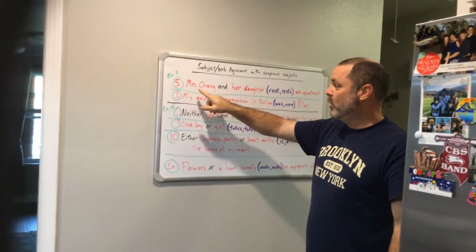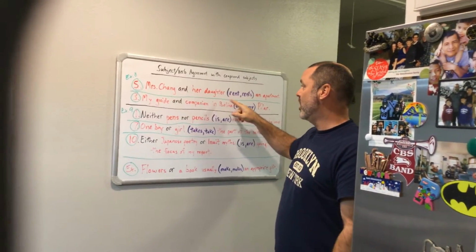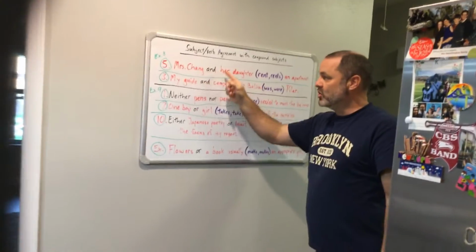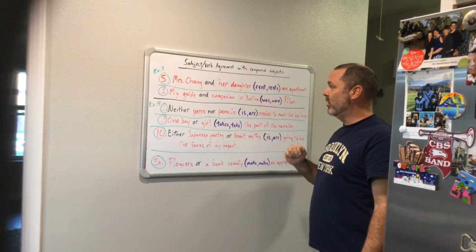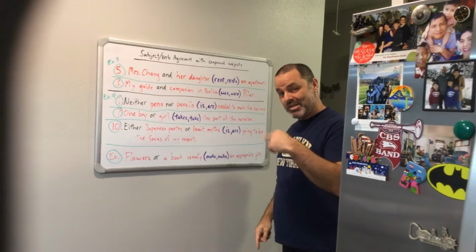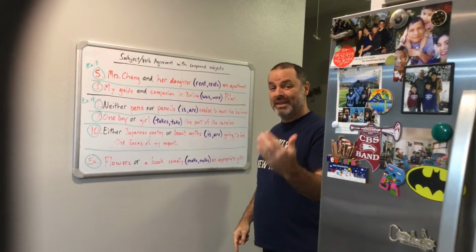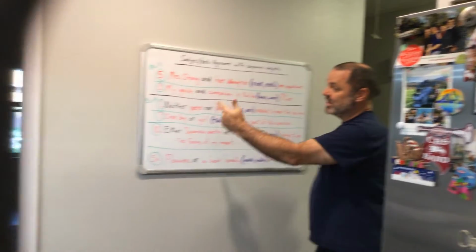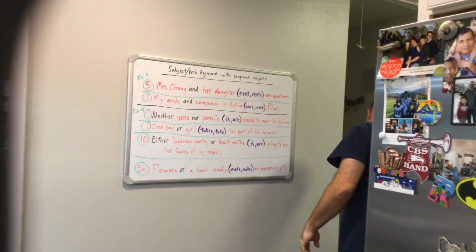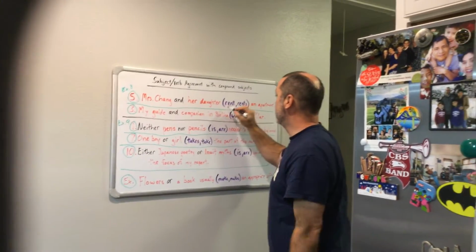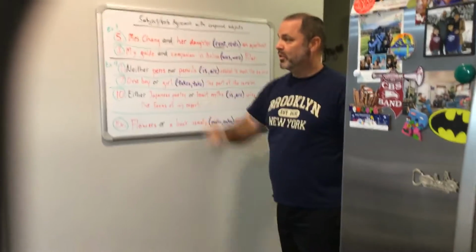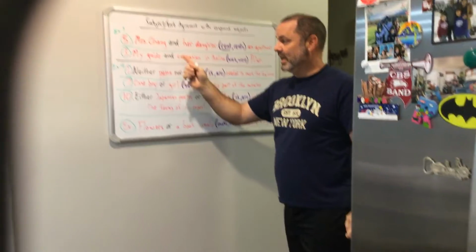So for example number 1, Mrs. Chang and her daughter either rent or rents an apartment. Our subjects are joined by and, so I need the plural. Remember, when we have action verbs, the S on the action verb means singular verb. So in this case, it would be Mrs. Chang and her daughter rent an apartment.